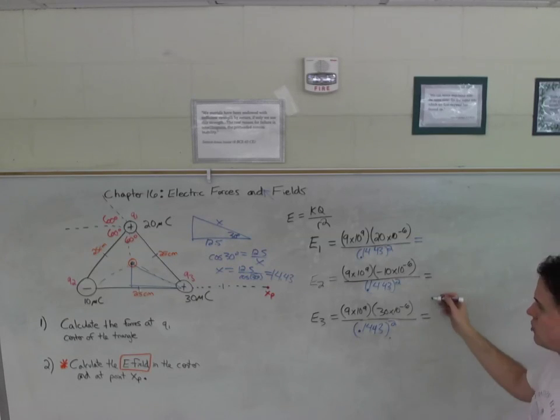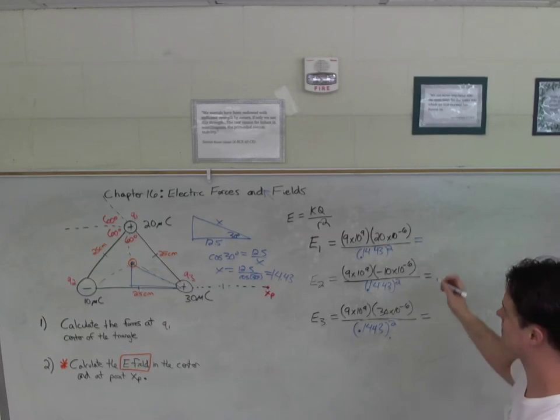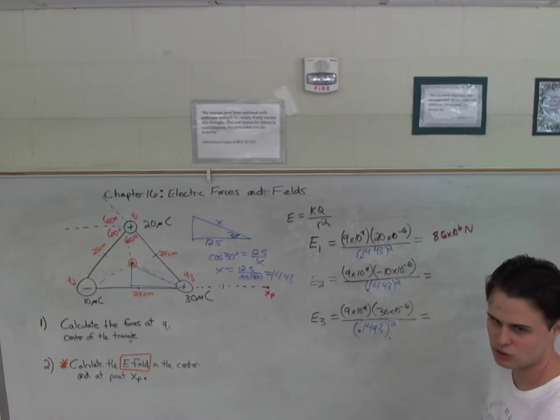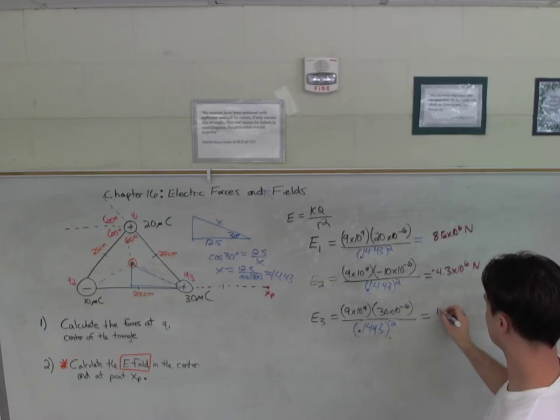What are these answers? Can somebody tell me? One is 8.6 times 10 to the 6th. It's a lot of newtons. Negative 4.3 times 10 to the 6th. Negative 4, yeah. And then 1.3 times 10 to the 7th.